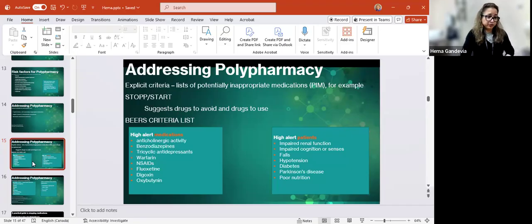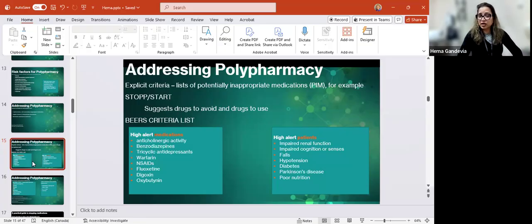And then you have your Beers criteria list, which talks about high alert medications, like medications that have anticholinergic activity, your benzodiazepines, your TCAs, which are your tricyclic antidepressants, warfarin, NSAIDs, fluoxetine, digoxin, oxybutynin. So these are high alert because they do have a lot of drug-drug interactions when used concurrently with other medications. So we have to be very careful when we have these medications in a patient's file.